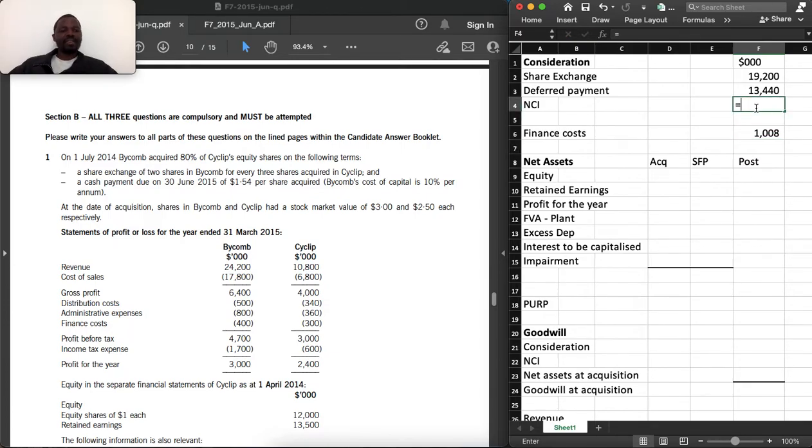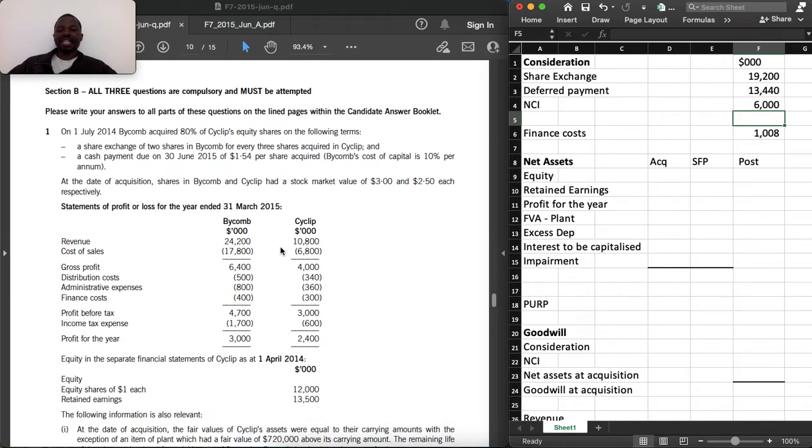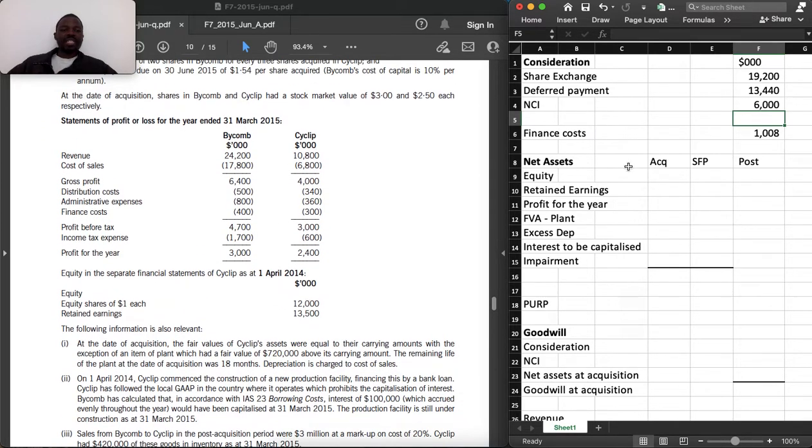Then now let's have our NCI. We said our NCI has got 20% multiplied by the equity of 12,000 multiplied by $2.50 as we were authorized by note number 4. We get our NCI as 6,000. Now let's march on to the net assets list. We have got the equity of 12,000 at acquisition, 12,000 at reporting.